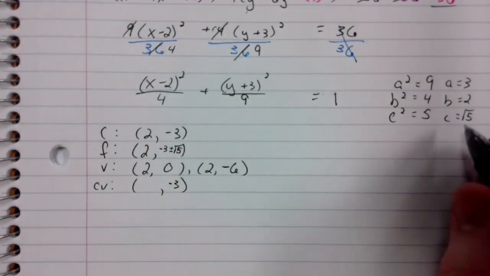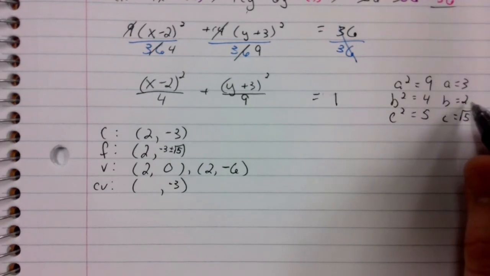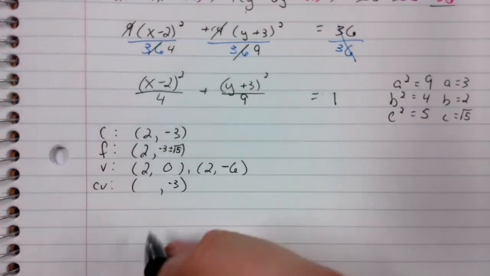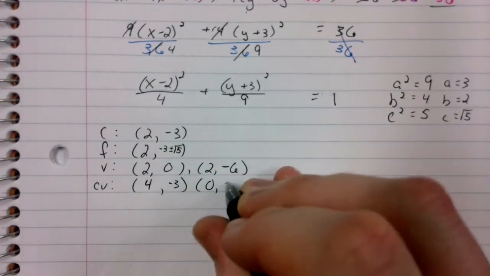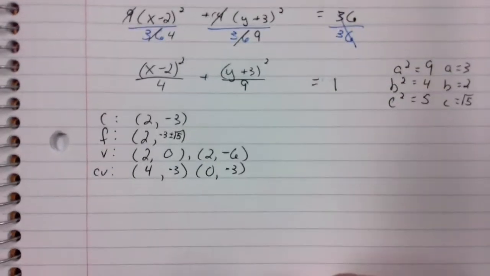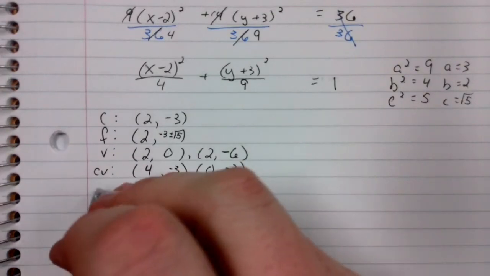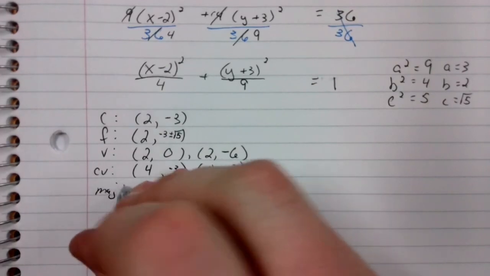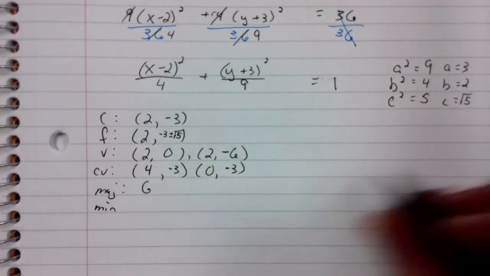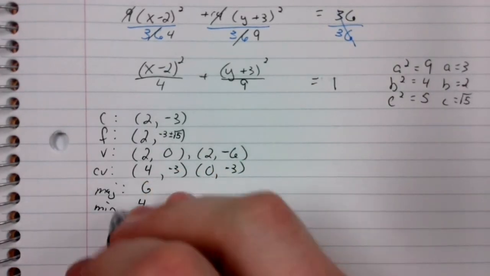And now for the co-vertices, I'm going to use b, which is 2, but I'm going to use the h value as well. So 2 plus 2 is 4. 2 minus 2 is 0. Now the easy one's the major axis. It's going to be 2 times a, which is 6. And the minor axis is going to be 2 times b, which is 4.